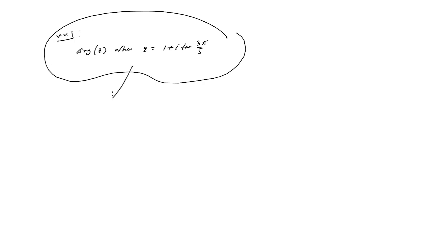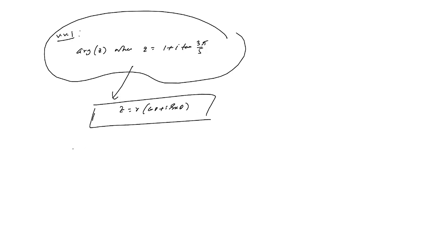So we just need to find the polar representation. Just consider z equals r cos theta plus i sin theta and compare with this. So 1 plus i tan 3 pi by 5 equals r cos theta plus i sin theta. So here we can write r cos theta equals 1 and r sin theta equals tan 3 pi by 5.